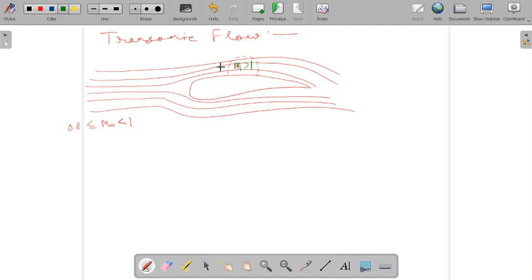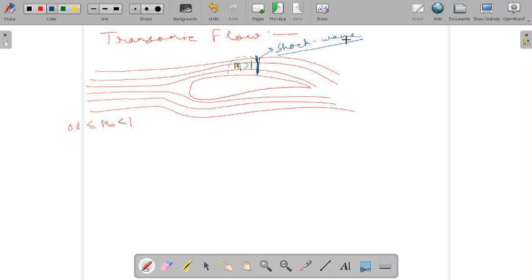Because of the acceleration of the fluid over the top surface of the airfoil, in some local pocket we will find that our Mach number is greater than 1. And particularly, immediately behind this pocket, I will find the occurrence of a shock wave. So here I will have a shock wave.